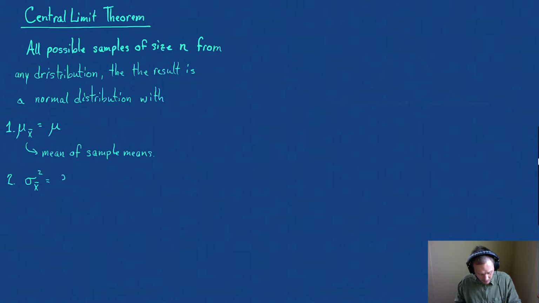Number two, what we found was that the variance of the sample means is equal to the variance of the population divided by n, the size of the samples. And then from 2 came number 3. If you take the square root of both sides, we said then that the standard deviation of the sample means is the standard deviation of the population divided by the square root of n. And we often call that the standard error of the mean.